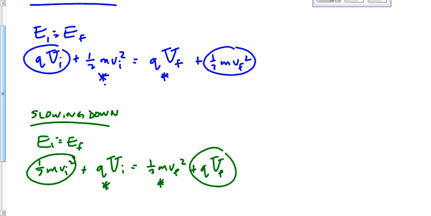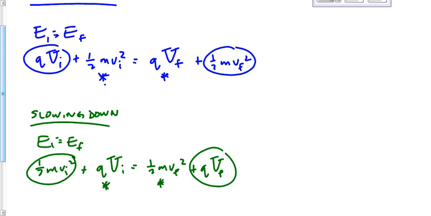The conversion taking place here is not potential to kinetic like it was when it was speeding up. Again, picture the car going up the hill. We're converting kinetic to potential. The total amount of energy, once again, will remain the same. Does that make sense? Okay.